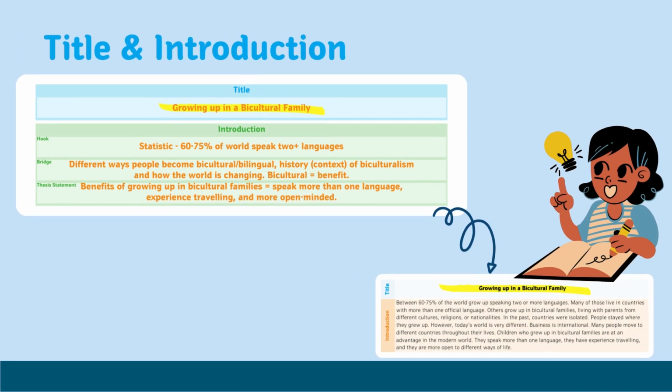So the first thing you're going to plan is the title of the essay and the introduction. You can see here that I've just written the title of the essay in my planning sheet. The title of the essay is Growing Up in a Bicultural Family. You don't have to put too much thought into this, and it doesn't take too much planning, so this should be a nice easy stage.